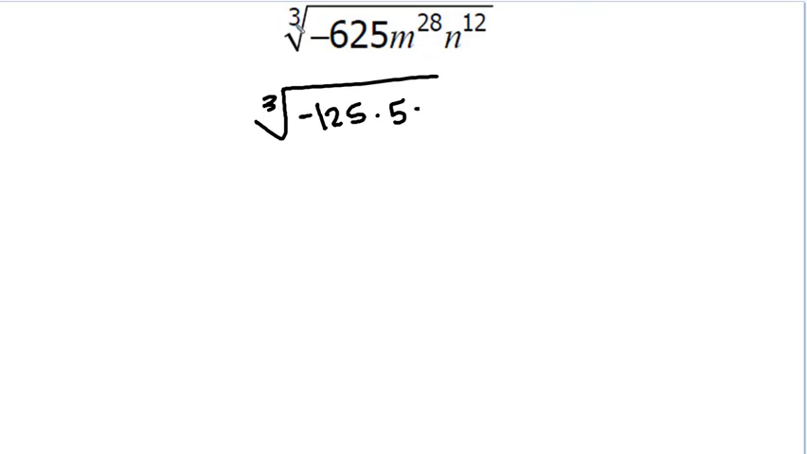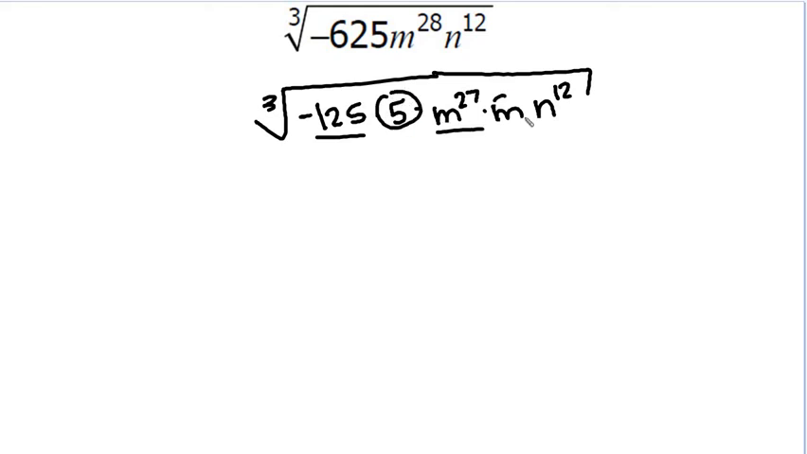28 is not evenly divisible by 3, so I can write this as m to the 27 times m. 27 divided by 3 is 9. And I can leave n to the 12th because 12 is divisible by 3. So this is coming out, staying in, out. So the cube root of negative 125 is negative 5. The cube root of m to the 27th is m to the 9th. And the cube root of n to the 12th is n to the 4th. And still under my radical is a 5m.